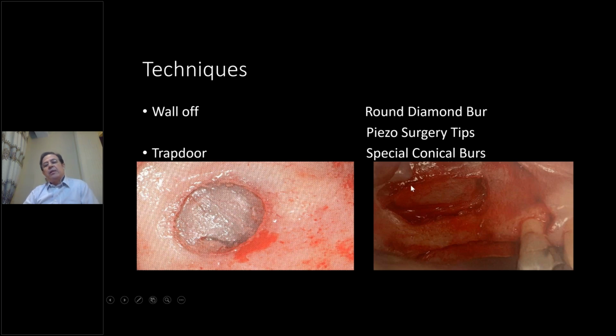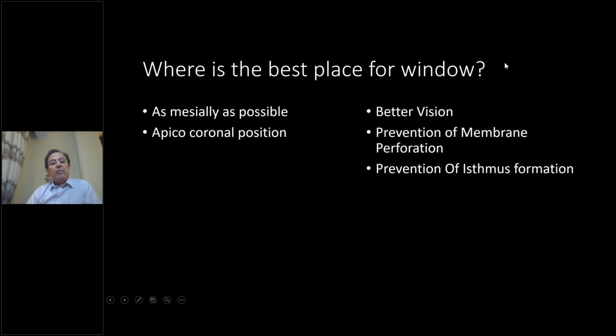The success rate is the same, but for the trapdoor, we need to prepare a big window, and if we like to have a small window, the remaining bone is not enough to be effective. And for the wall-off, there is a special conical burst. A lot of companies introduce it. The important note is, where is the best place for the window?